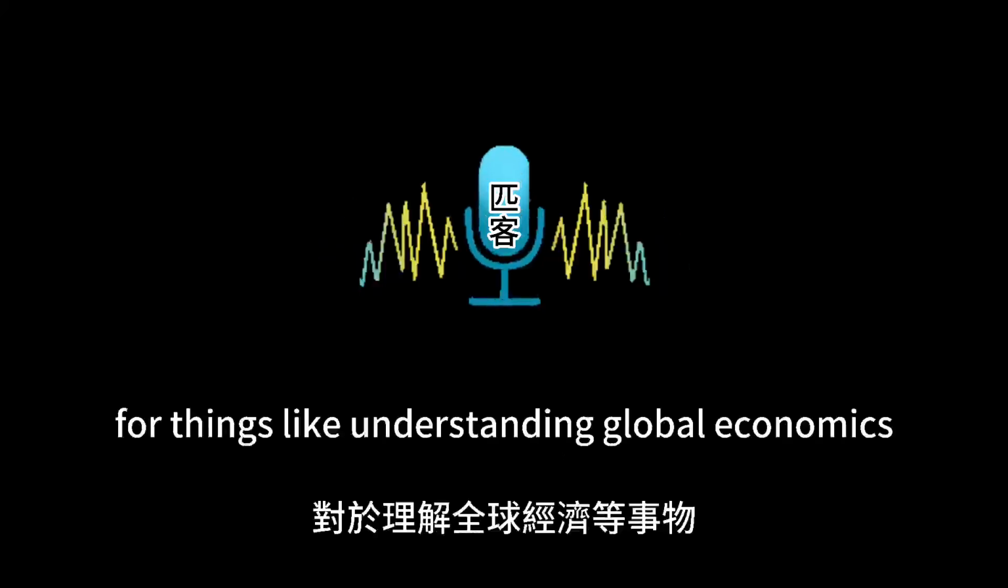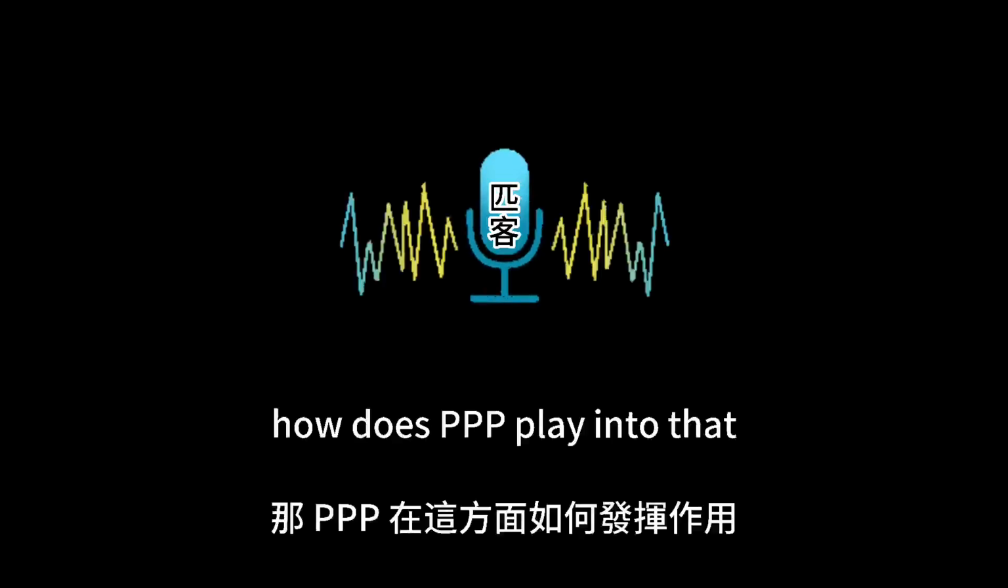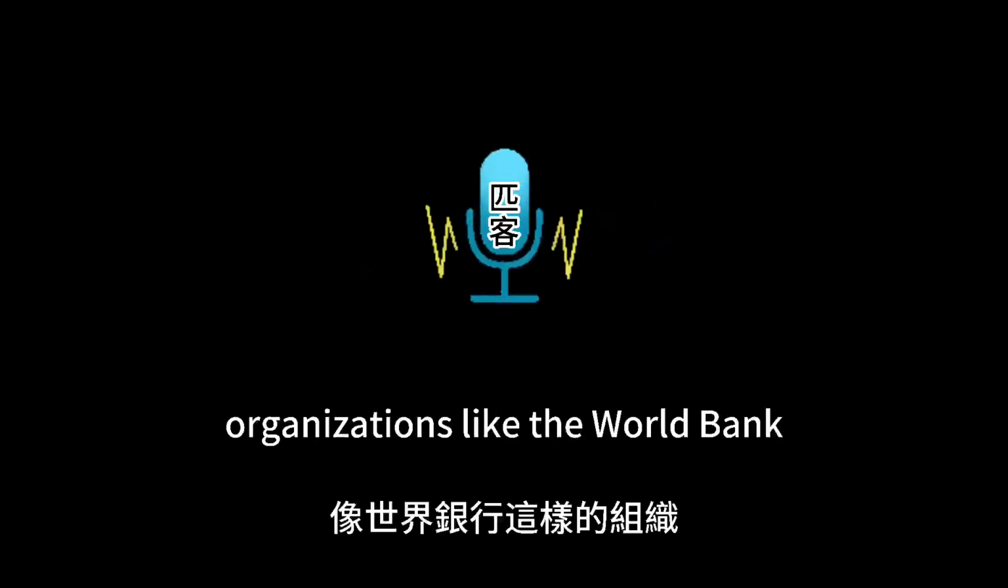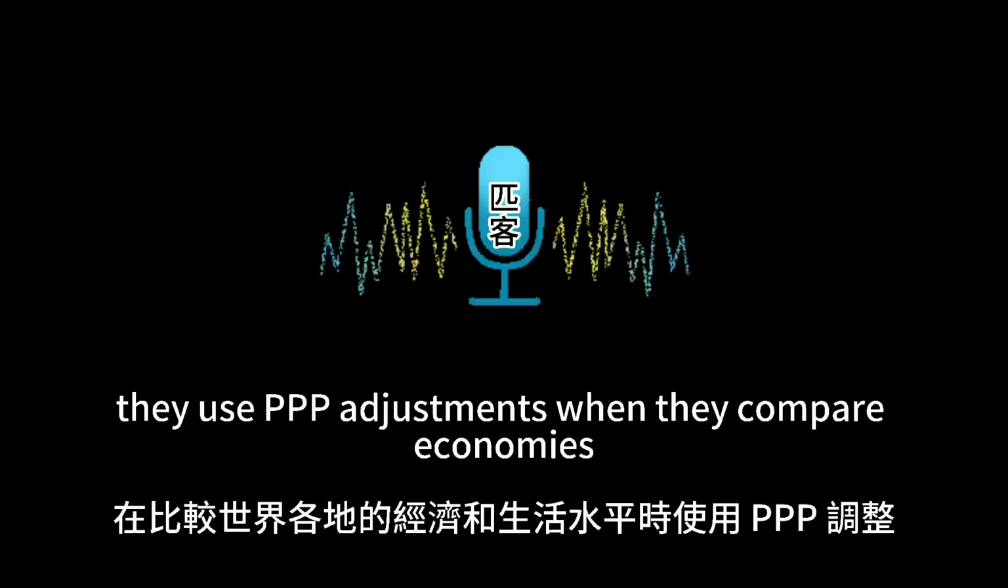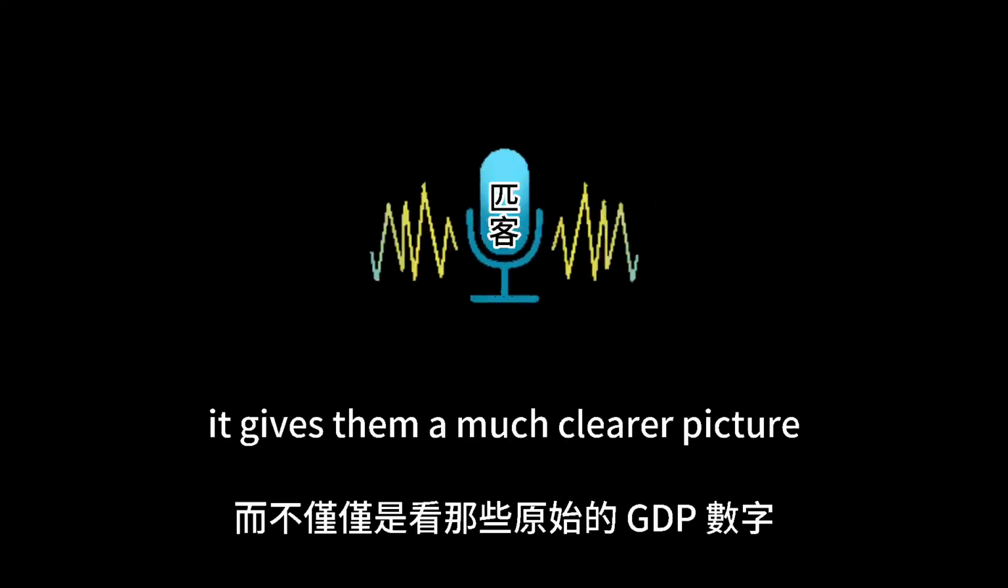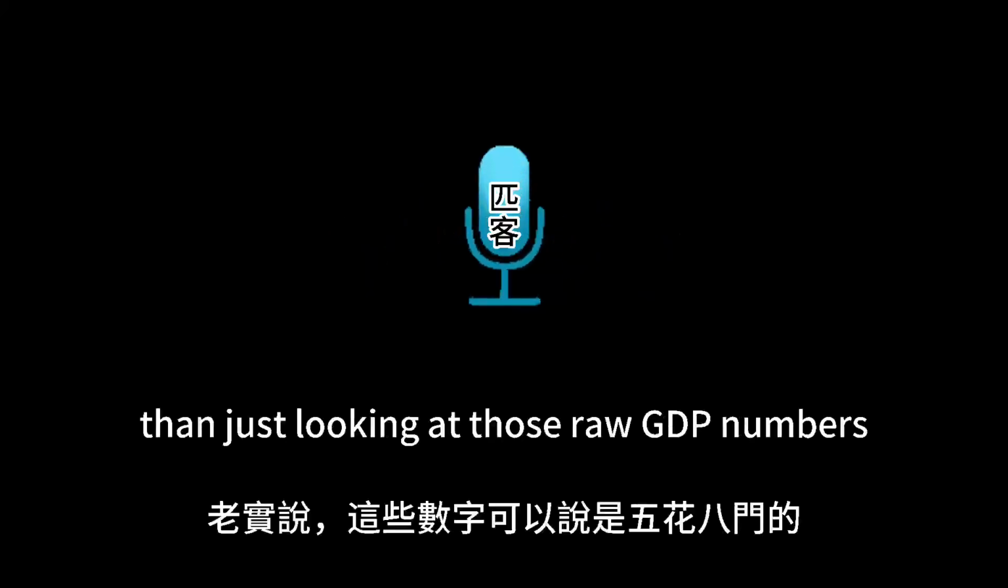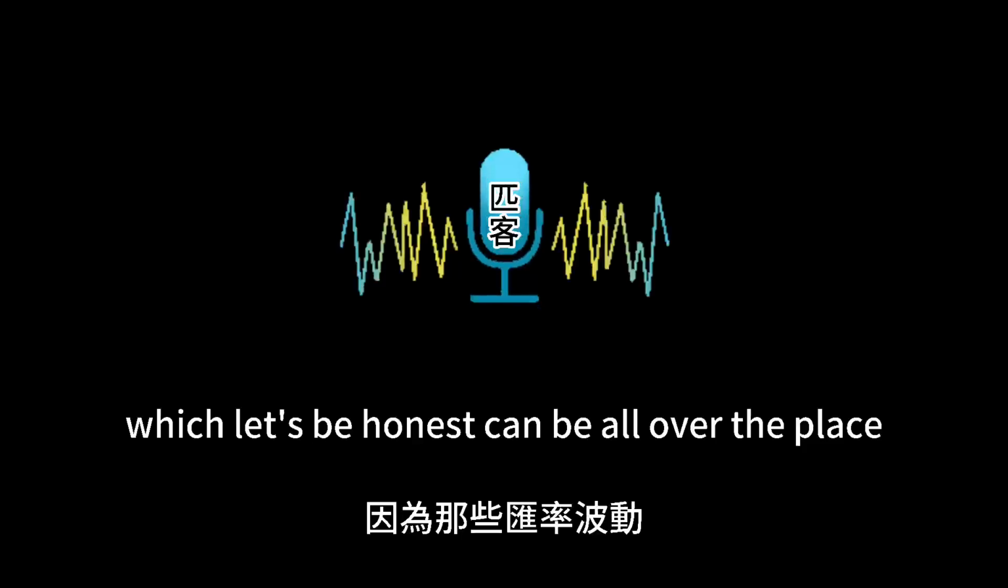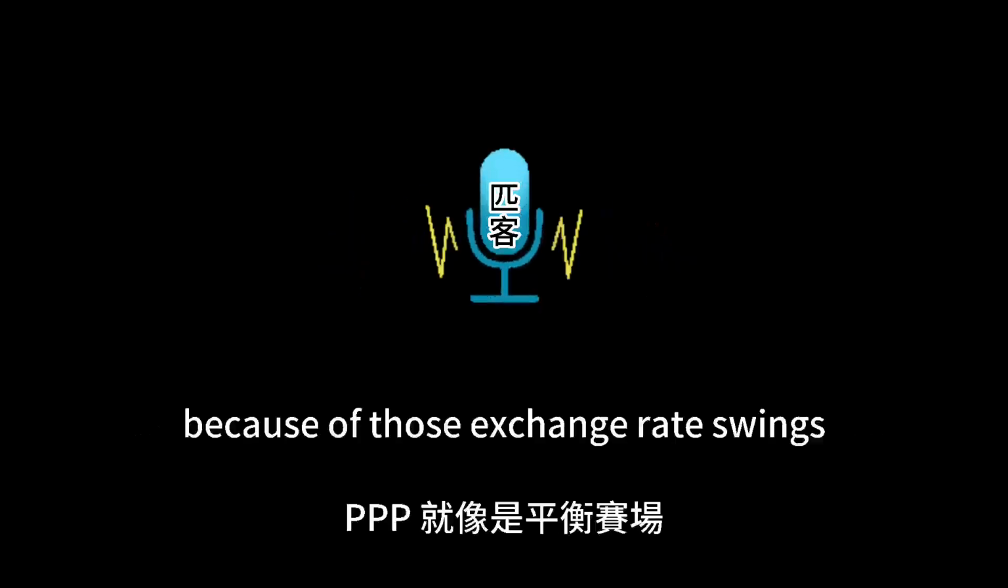And this is huge for things like understanding global economics. Okay, now you've got my attention. How does PPP play into that? Well, think about it. Organizations like the World Bank use PPP adjustments when they compare economies and living standards around the world. It gives them a much clearer picture than just looking at those raw GDP numbers, which, let's be honest, can be all over the place because of those exchange rate swings.